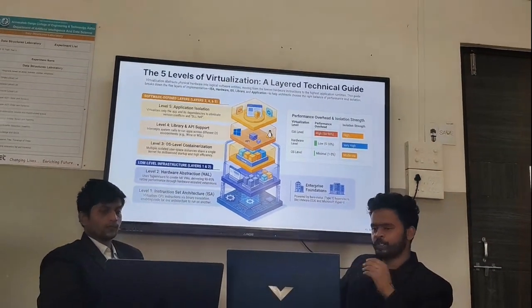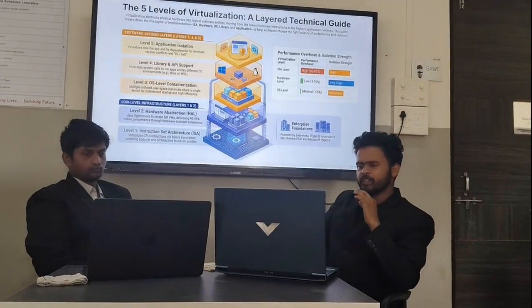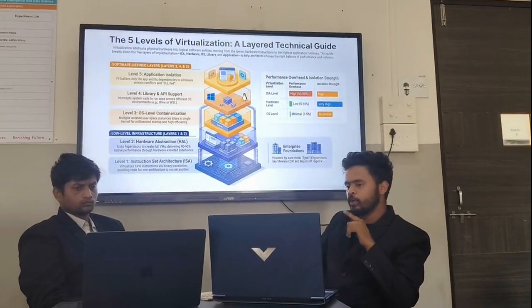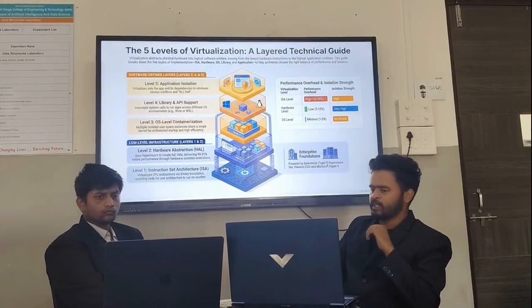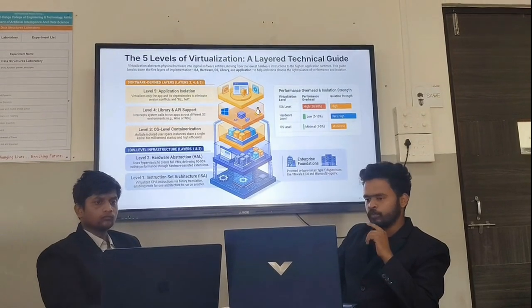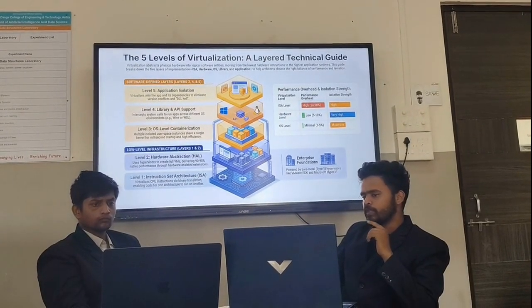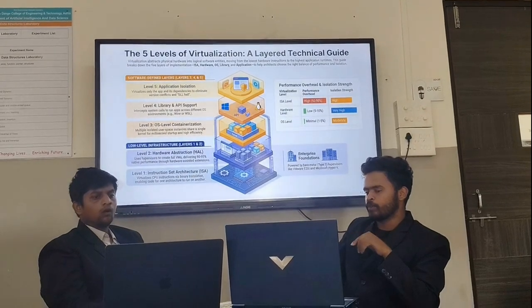Okay, so we move to the next question now. There is SR-IOV, the single root input output virtualization. This is a very powerful technique where one physical device can expose multiple virtual functions, each of which can be assigned to a different virtual machine.